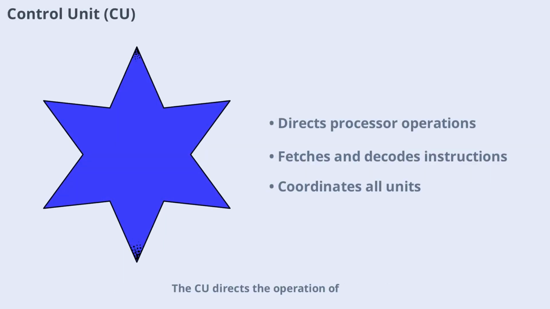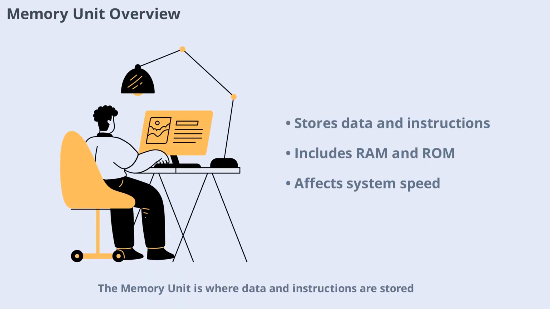Another key part of the CPU is the Control Unit, or CU. The CU directs the operation of the processor by fetching instructions from memory, decoding them, and coordinating the actions of the ALU and other units. It acts like a traffic manager, ensuring that every part of the computer knows what to do and when to do it.